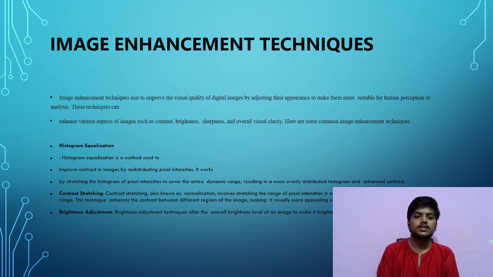Histogram equalization is a method used to improve contrast in images by redistributing pixel intensities. It works by stretching the histogram of pixel intensities to cover the entire dynamic range, resulting in a more evenly distributed histogram and enhanced contrast. Contrast stretching, also known as normalization, involves stretching the range of pixel intensities in an image to span the entire available dynamic range. This technique enhances the contrast between different regions of the image, making it visually more appealing and easier to analyze. Brightness adjustment. Brightness adjustment alters the overall brightness level of an image to make it brighter or darker.